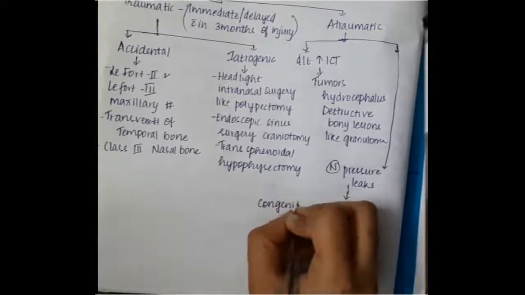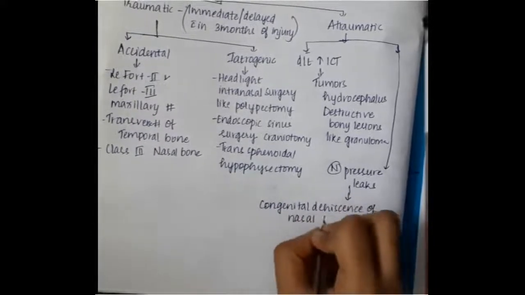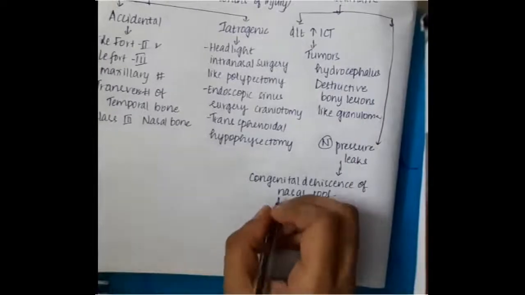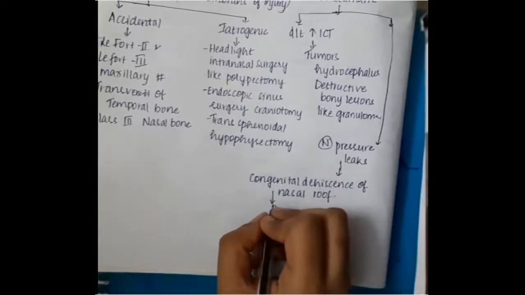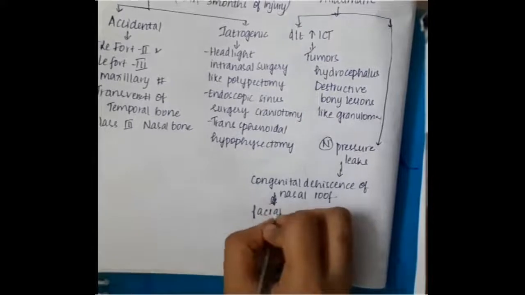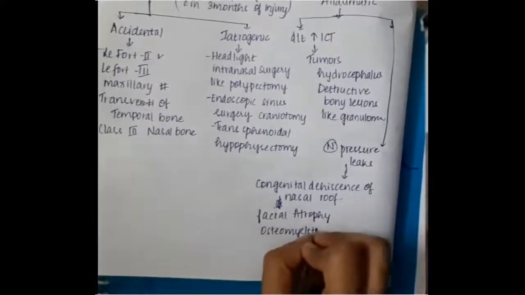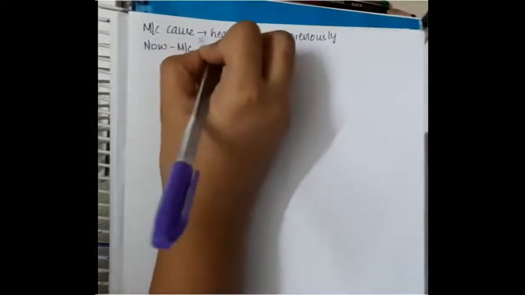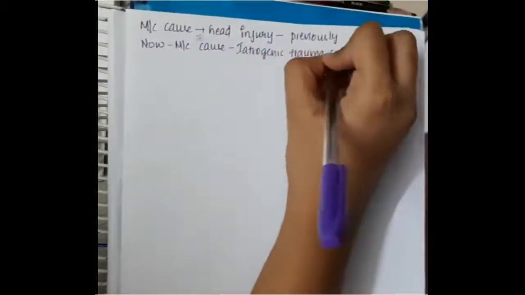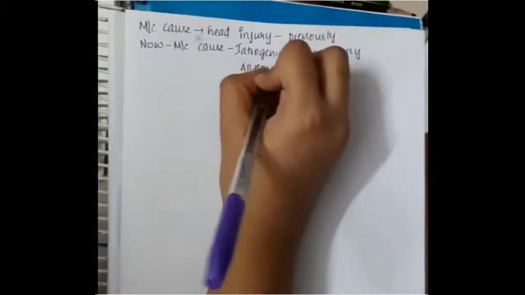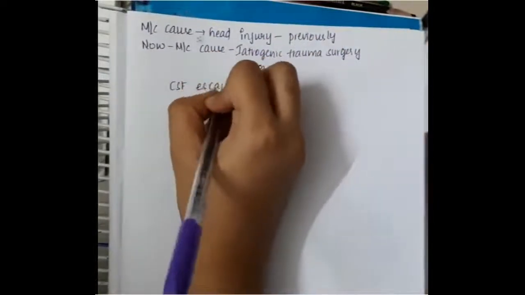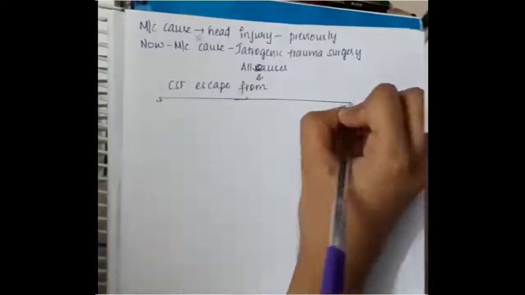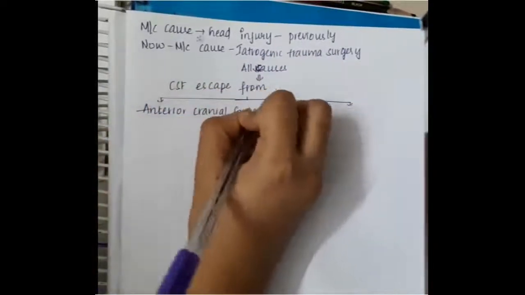It can be due to congenital dehiscence of the nasal roof, or facial atrophy can result in CSF rhinorrhea. Normal pressure leaks include congenital dehiscence of the nasal roof, facial atrophy, or osteomyelitic erosions. So the most common cause, if you were asked, was head injury previously, but nowadays the most common cause is iatrogenic traumatic surgery.